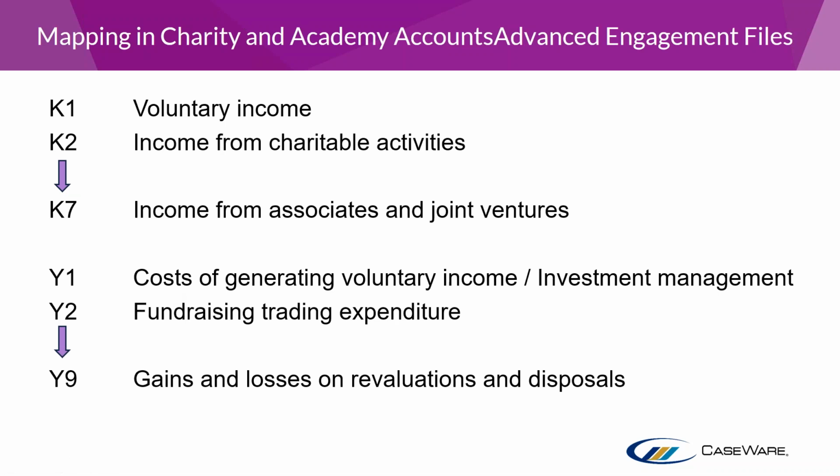There is a range of numbers for the K section where we look at income. We can start off with K1 for voluntary income, and as you can see, it goes all the way down to K7, where you have income from any joint ventures your charity academy might have.